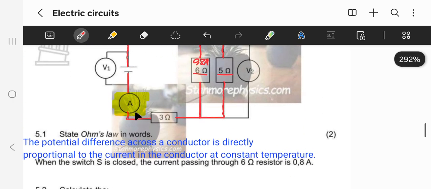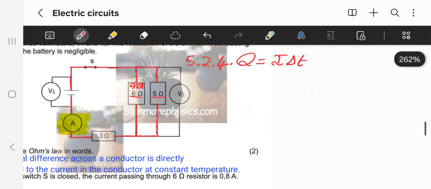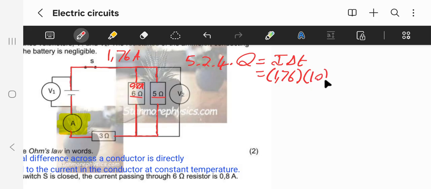So the amount of charge passing through this ammeter, highlighted in yellow, we know the current on that ammeter. It's the one that we just found, which was 1.76 amperes. So we are just going to substitute that current here, 1.76, and multiply it by the time given. We were given the time of what? 10 seconds. And if we multiply these two values together, they are going to give us a charge of 17.6 coulombs. And that is how we find that charge.